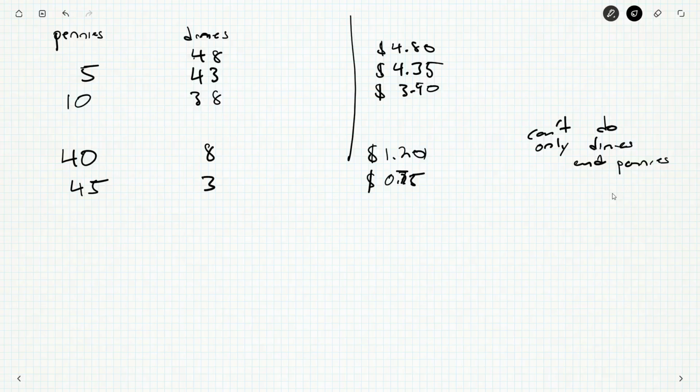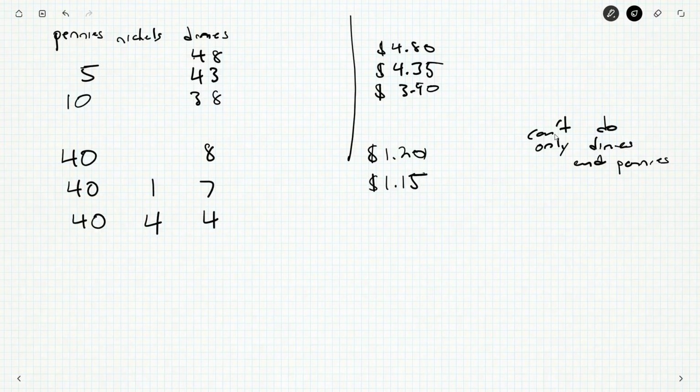So if I change, so let's add in the nickels column. Now if I change a dime into a nickel, we go down, we lose 5 cents. Now we're at 1.15. So if we change, and we go 4 dimes and 4 nickels, and 40 pennies, we're going to get the $1 that we crave.